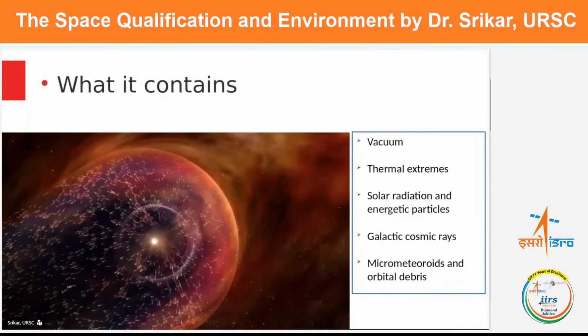And there is something called galactic cosmic rays, and there are micrometeorites, and then because of the man-made activity, solar space activity, we do expect a lot of orbital debris. So this is what kind of space environment we can expect or envisage when we are talking about, let's say, space systems as such.